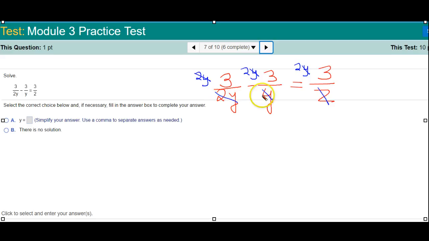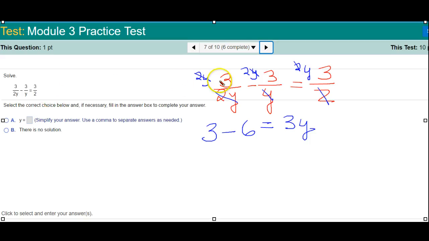So now I don't have fractions anymore. I need to multiply through with whatever's left. I guess I can do that for you. This is going to be a 3 minus 2 times 3 is 6 equals, again the 2 canceled out, not the y, equals 3y.